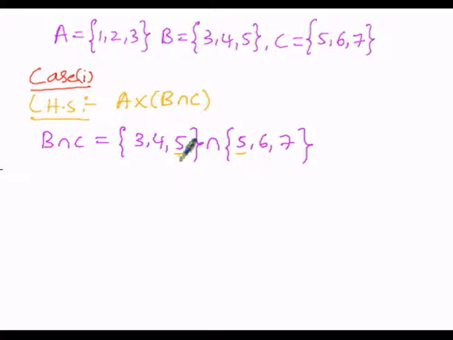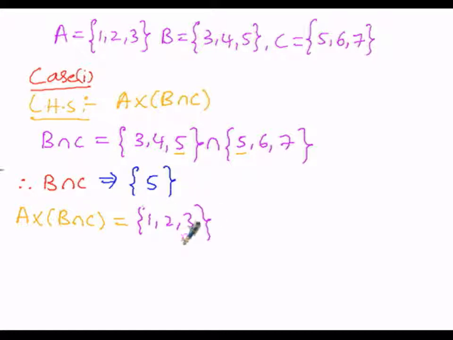So the common elements are nothing but the elements of the set B intersection C. Therefore, the common element is only 1, that is 5. So 5 is an element of B intersection C. In this manner, B intersection C is equal to the set consisting of only one element, that is 5. Then later, on the whole, we have to find out A cross B intersection C, which is equal to set A, with elements 1, 2, 3, cross B intersection C, which is only one element, that is 5.